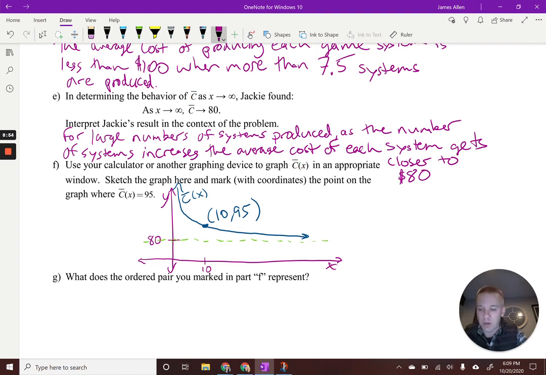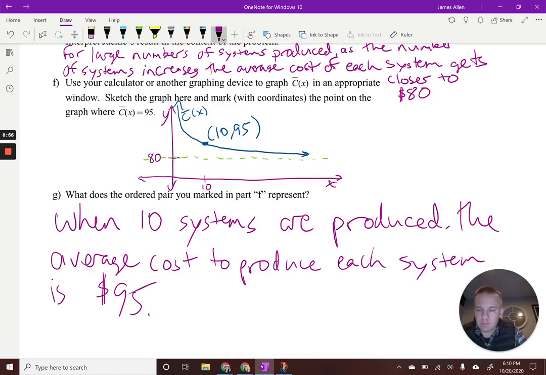All right, there it is. Let's put it down in writing. There we have it, ladies and gentlemen. When 10 systems are produced, the average cost to produce each system is $95. That's awesome. That's it for this problem. We're going to go on to another one.